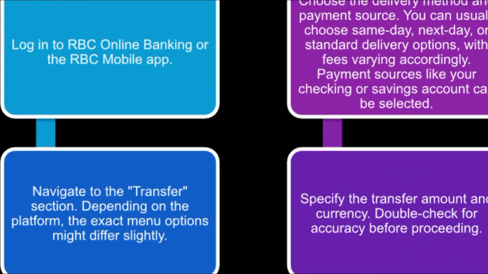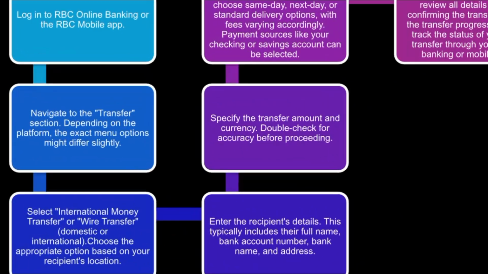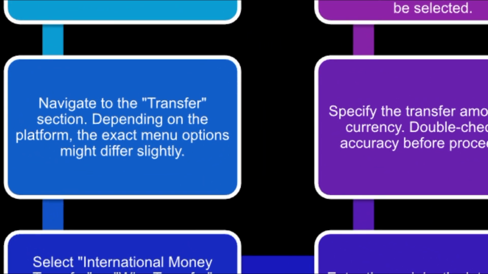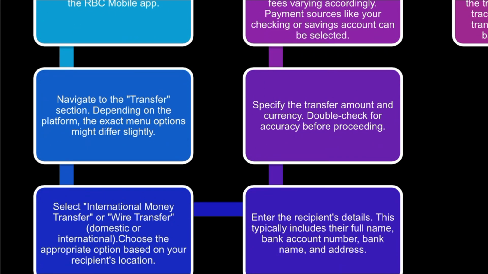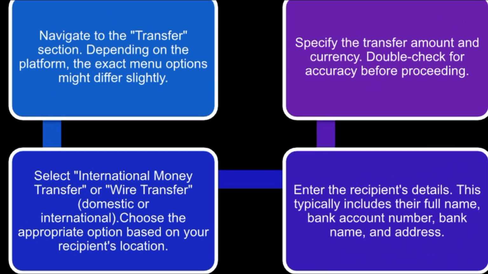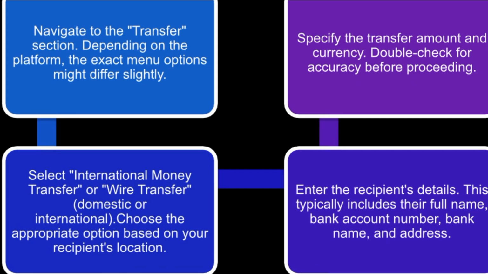First, log into RBC online banking or the RBC mobile app. After that, navigate to the transfer section. Depending on the platform, the exact menu option might differ slightly. Then, select international money transfer or wire transfer, domestic or international. Choose the appropriate option based on your recipient's location.